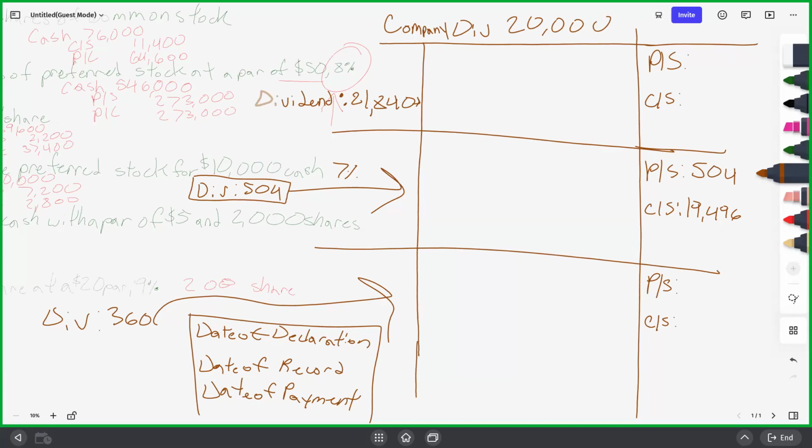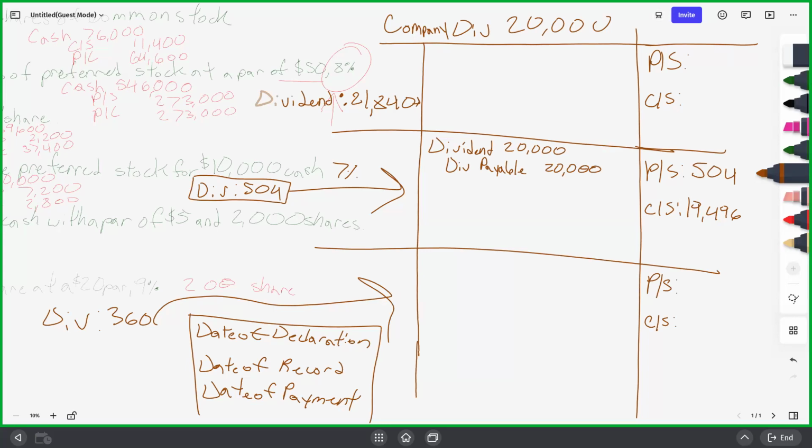So what's going to be my debit? Dividends. What's going to be my credit? Dividends payable. Yeah, dividends payable. Now, how much is my dividend going to be? What number am I using from the three that we set here? 20,000. All right.